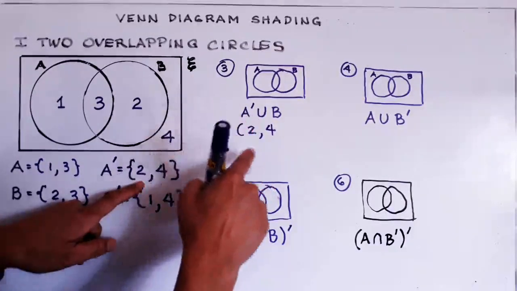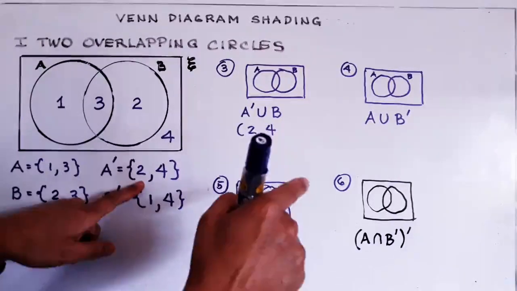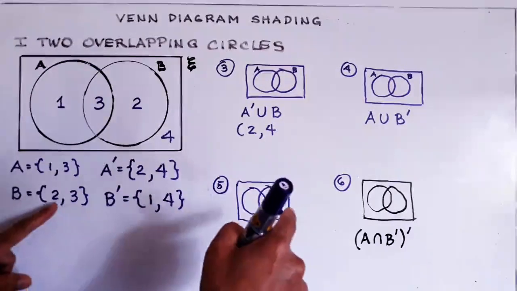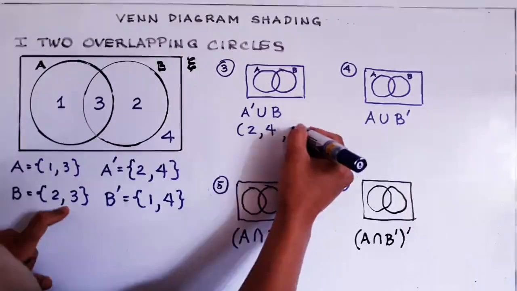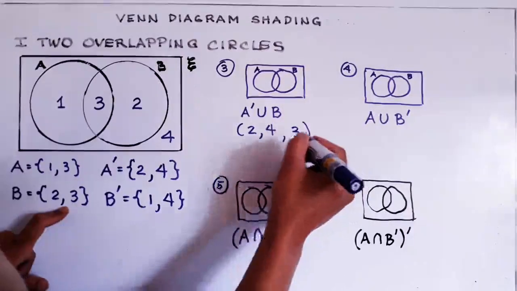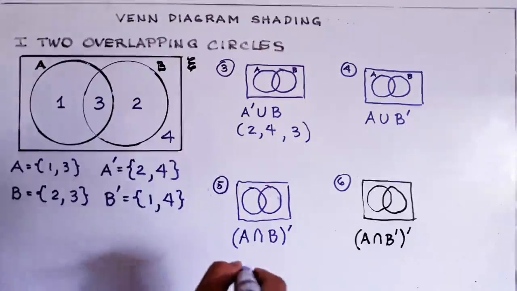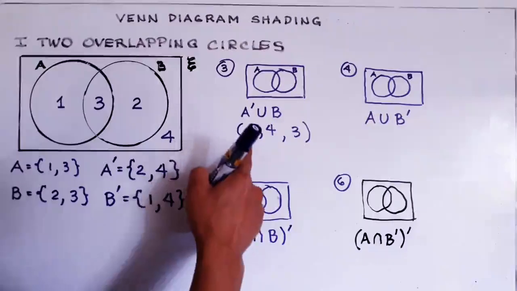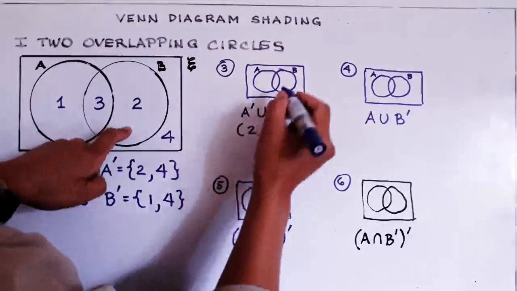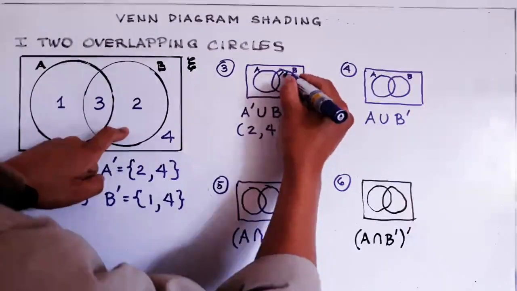But this one is union, which means we are going to add the elements in set B. The set B is 2, 3. So you need to add the 3 only. Why? Because the 2 is already there. So we have 2, 4, 3. We shade 2, 4, 3. Where's the 2? Alright, the 2 is here. So we shade this one.